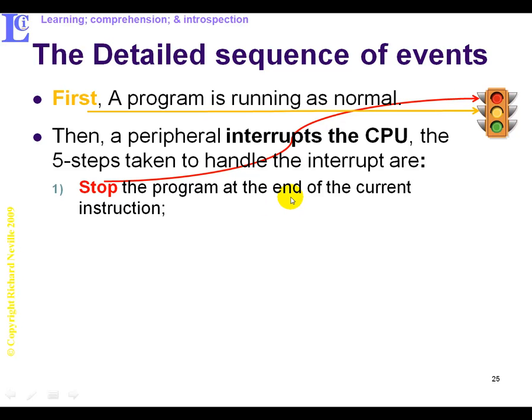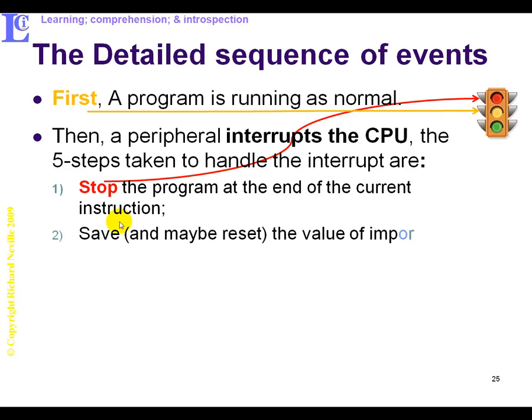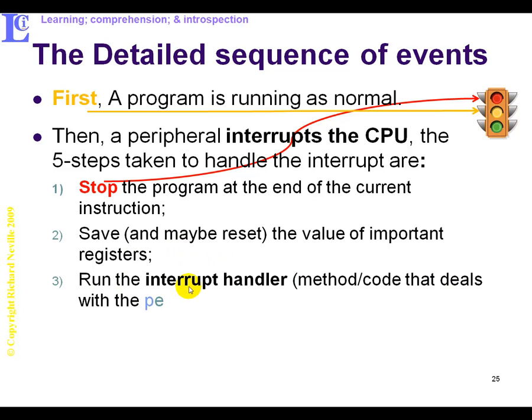But we can't just stop it, we have to do a bit more. So the next thing we have to do is save all the working information which is stored in the registers, and even maybe the conditions code. So we'll see that in a minute in a bit more detail. Stop first. 2, save registers. 3, we can then run the interrupt, and we do this by running what's called a handler.